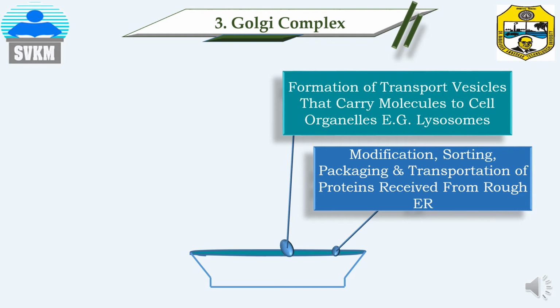The second important function of the Golgi complex is that they form the transport vesicles. Whatever proteins came into the Golgi complex are modified. After modification, they are transported to other cell organelles, for example lysosomes. That is why the Golgi complex plays an important role in the synthesis of transport vesicles for the proteins.